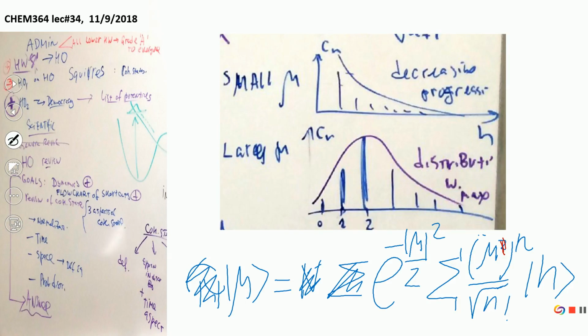So how do these coefficients behave? If n is very small, like 1, 2, and mu is relatively large, then mu to the power n will be a growing function. If n is very large, then no matter what the value of mu is, it will be a decreasing function. So if at the beginning it grows and then it decreases, there will be a maximum.